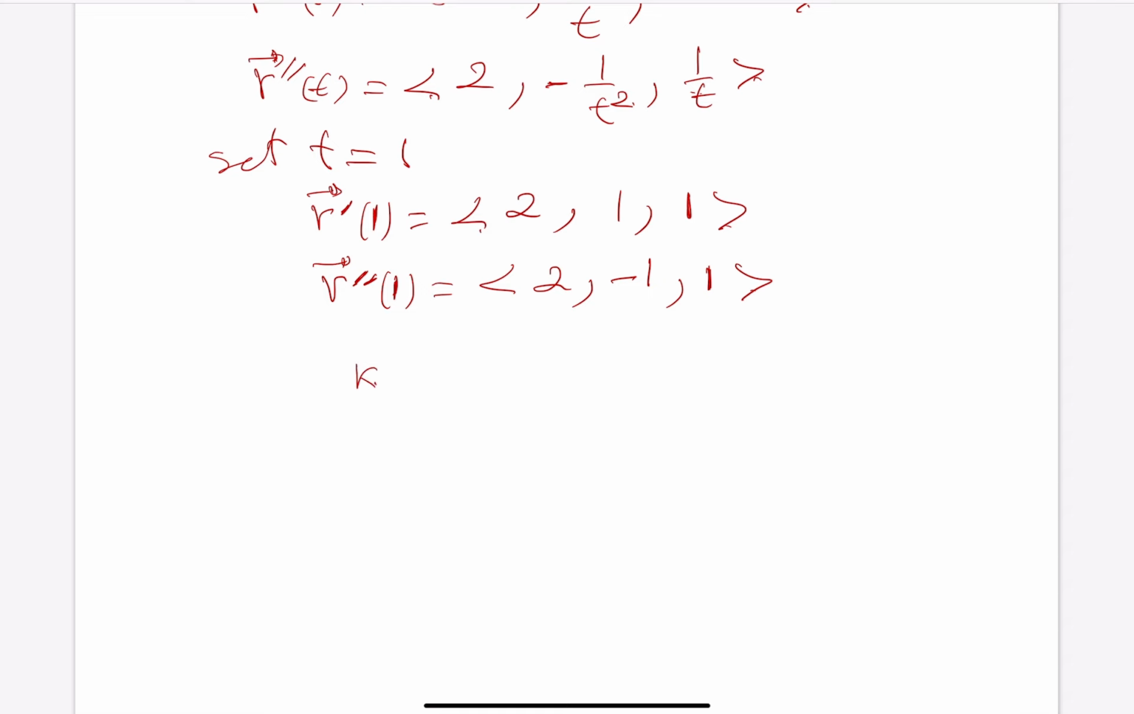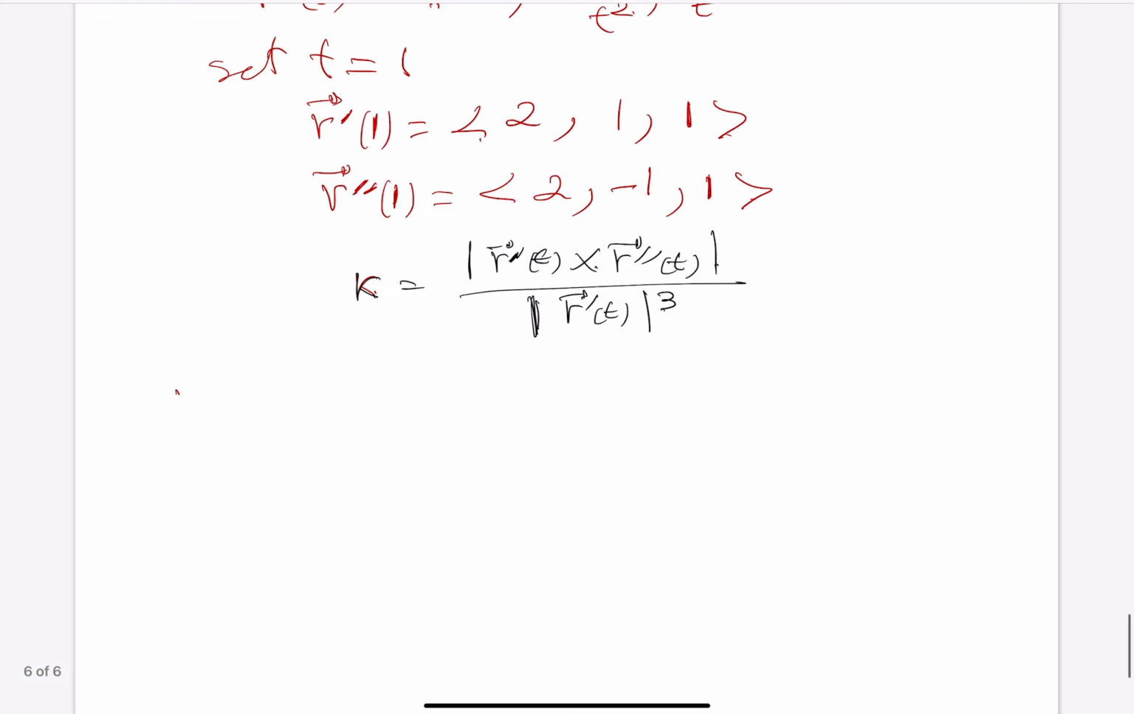Remember, the formula for the curvature is already given. It's just the length of the cross product of the first derivative of the vector function and the second derivative of the vector function, divided by the length of the first derivative of the vector function to the third. Okay, that's the formula. Now let's take the cross product.